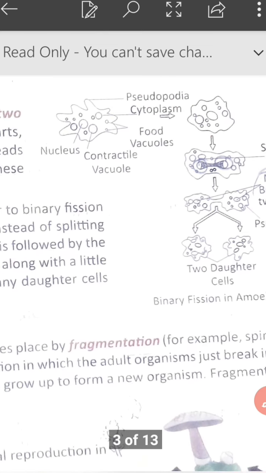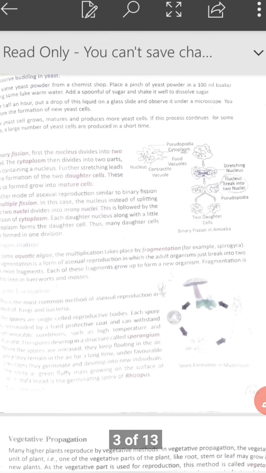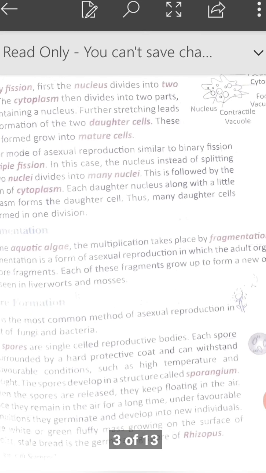Okay, now we come to our next topic, which is fragmentation. What is fragmentation?